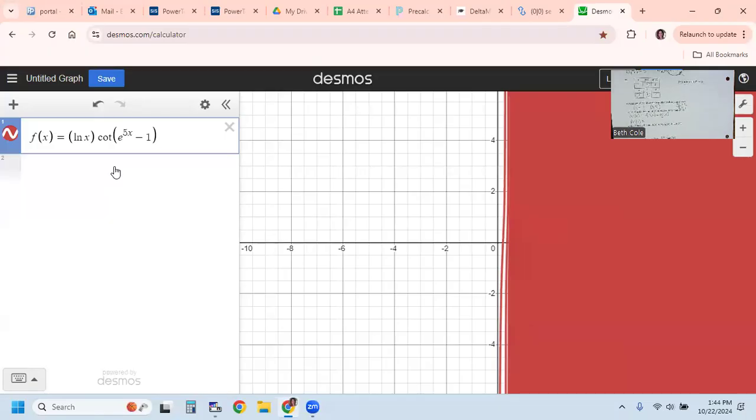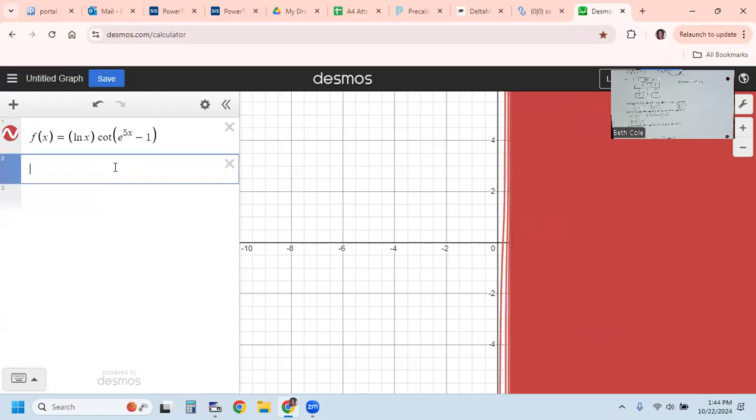Just type ln, but put it in parentheses. I learned that yesterday. It won't do it if you don't put parentheses. I'm like, why isn't this working? That's the graph of that function. You don't need that part, so don't look at that.